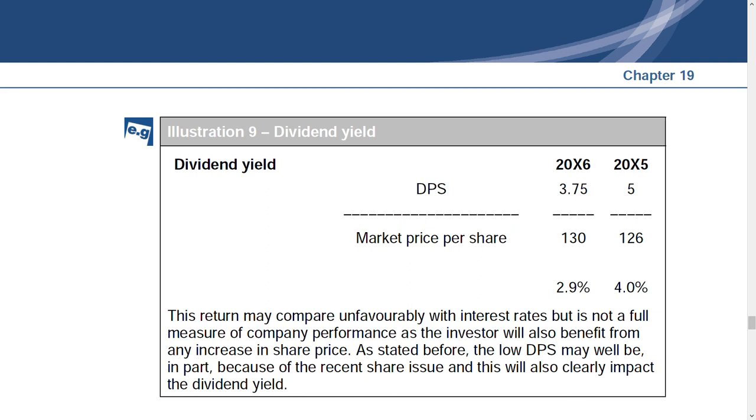But before that, we'll go through this illustration. DPS, we have just calculated it, 3.75 and 5, and market price per share is given. We have calculated 130 cents, right? It is in cents. That's why we are taking it in cents. This is in terms of percentage. If you say it has declined, what does it mean?